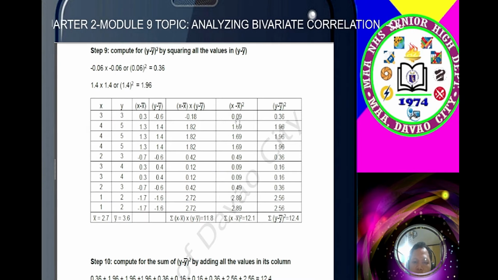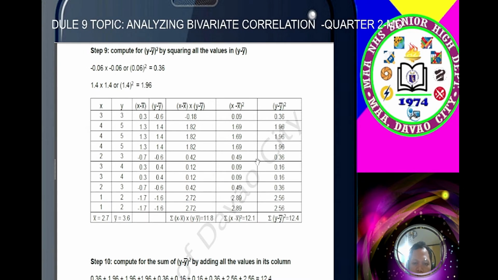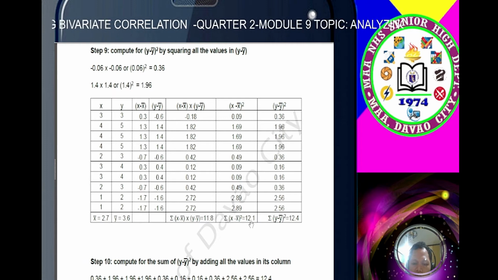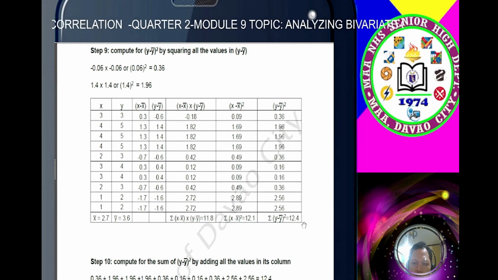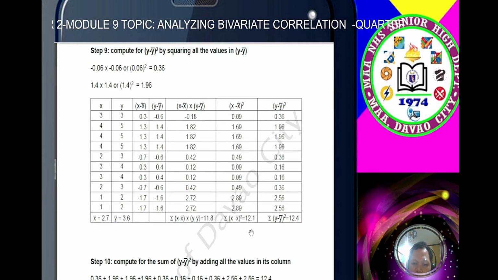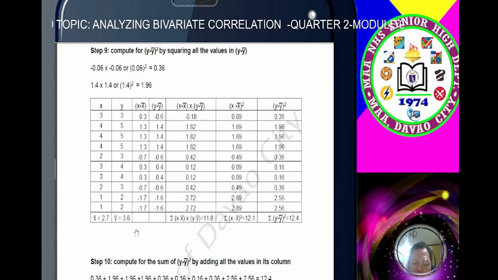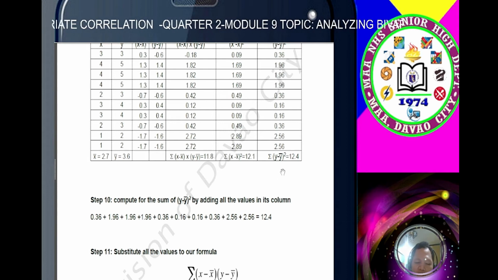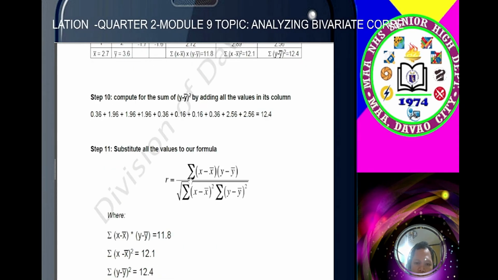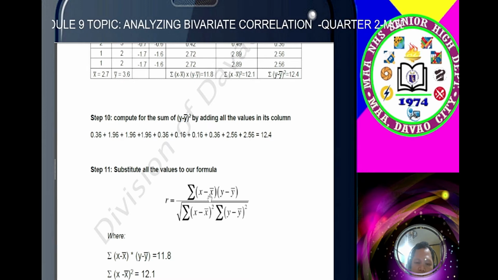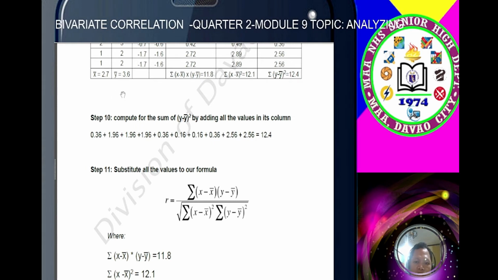Here's the computation. We have now completed the table, as you can see. Just get the square. Then at the bottom is the summation. The summation of y minus y mean squared is 12.4. Then for x, 12.1. Then the summation of the product is 11.8, and so on. Since we have completed the data, we can now use it in the formula. Just simply substitute it in the formula. Here, the summation of x minus x mean times y minus y mean. Here are the answers, and here's the summation.